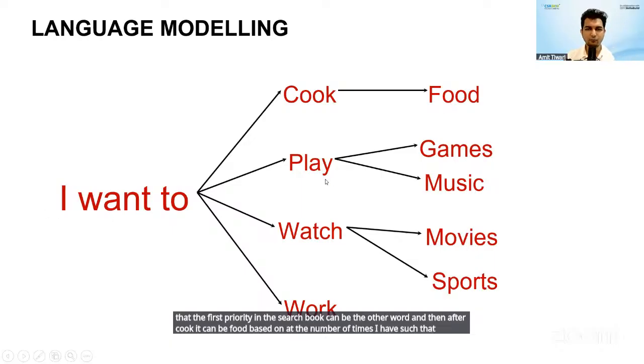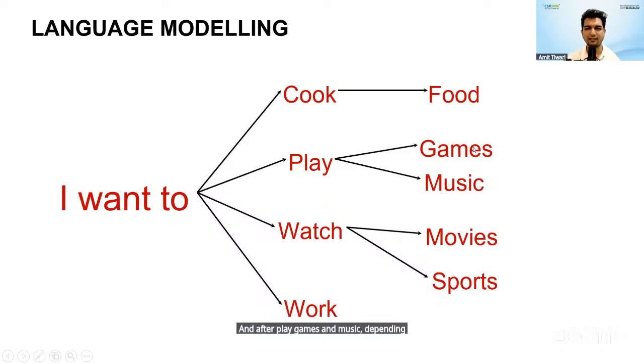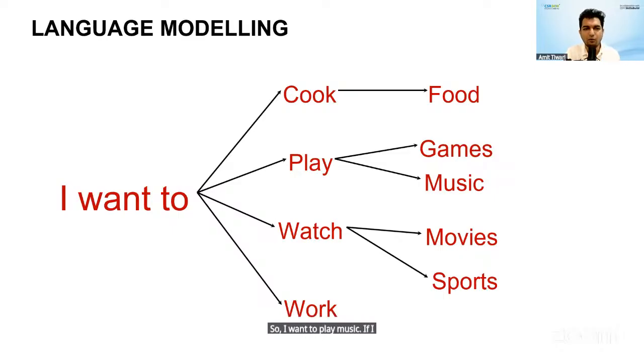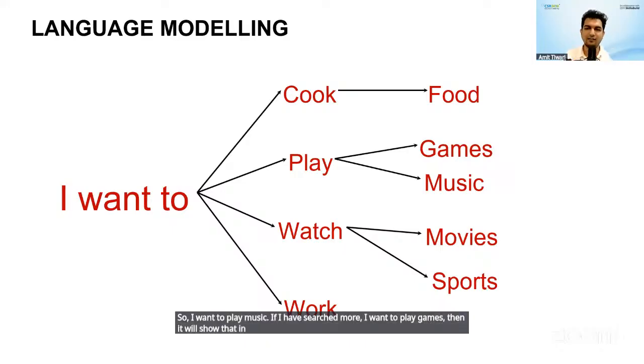And if I want to play is the next word, then after play, games and music, depending on how many times I have searched games and depending on how many times I have searched music. So I want to play music. If I have searched more, I want to play games, then it will show that in the priority, and it will predict that, okay, the next word that you are going to type can be play or game, right?